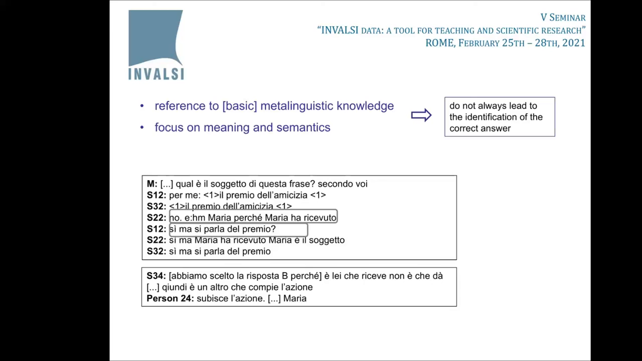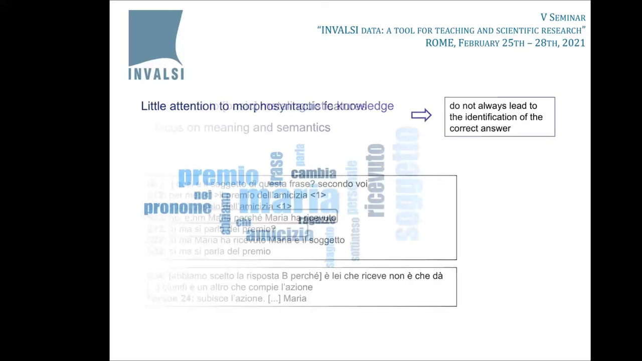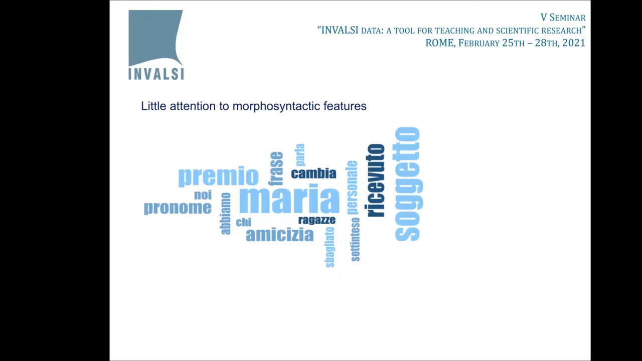Abbiamo scelto la risposta B perché è lei che riceve, non è che dà, quindi è un altro che compie l'azione. So we are still on the level of meaning and semantics, but actually this is a correct answer. What is surprising is that students pay very little attention to morphosyntactic features. So if you look at this picture, these are the most frequent words in students' reasoning about this question, and there is not a single reference to the concept of concordance, for example.